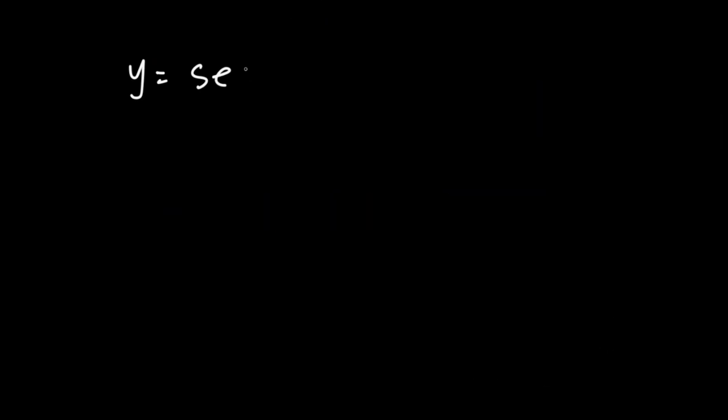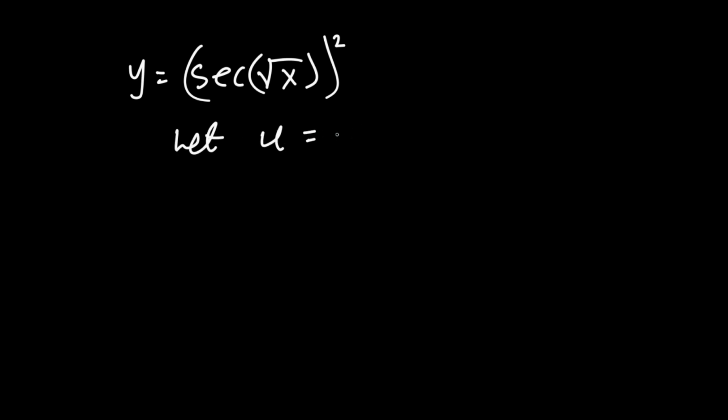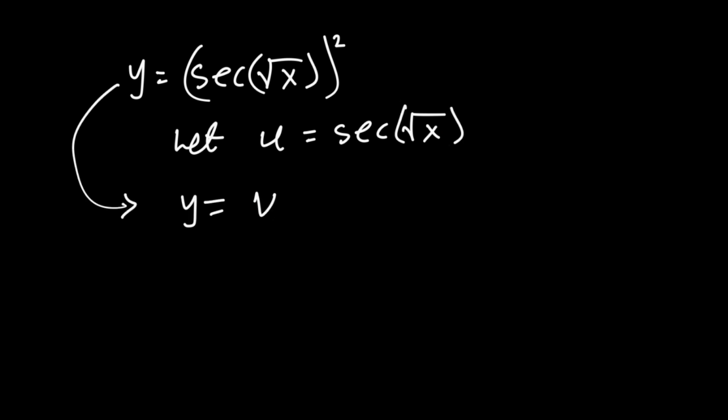y is equal to secant square root of x all to the power 2, and then we are going to let u be equal to secant square root of x. So that means the original function is going to be y is equal to u squared. Then we differentiate y with respect to u. So dy du will give us 2u. Then we also have to differentiate this u with respect to x.